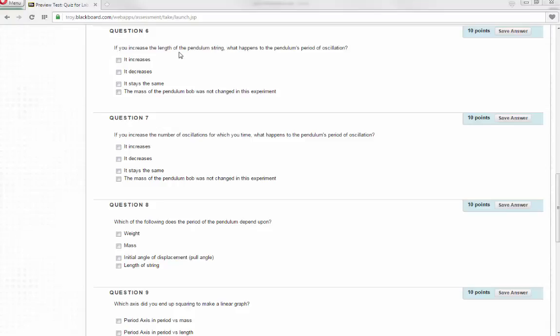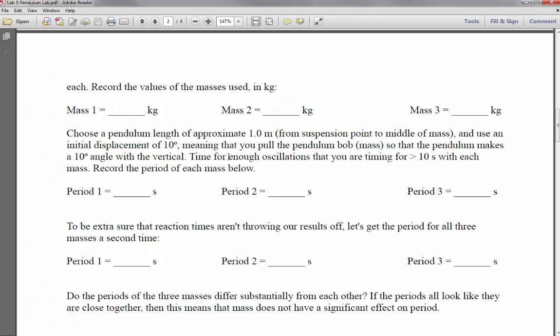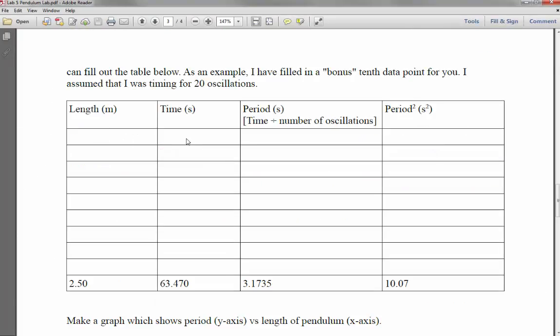Okay, then we're asked that if you increase the length of the pendulum, what's going to happen to the pendulum's period of oscillation? So again, you should have collected some data in which you change the length and time for as many oscillations as you need to, 10 or more. I did actually 20 when I gave you this sample piece, but you can attempt 10 or 15 or however many you feel like you need. And so you should be filling out this table, or you could do it in a spreadsheet.